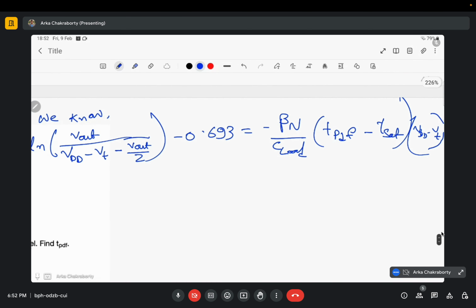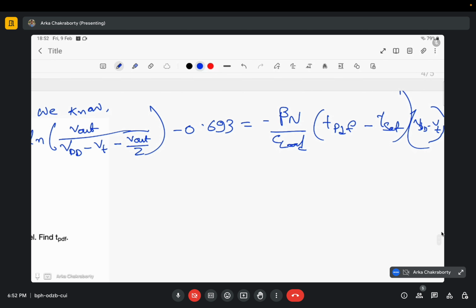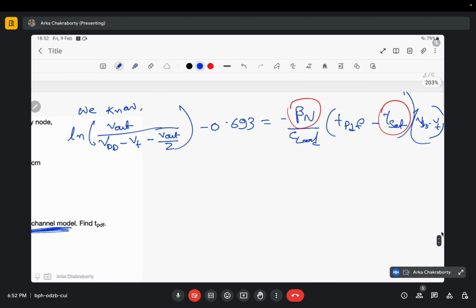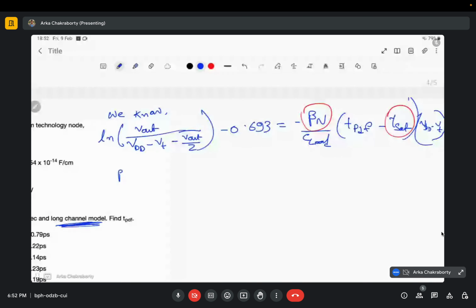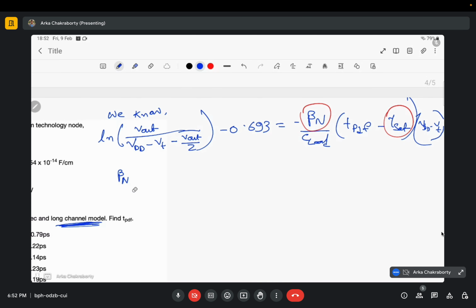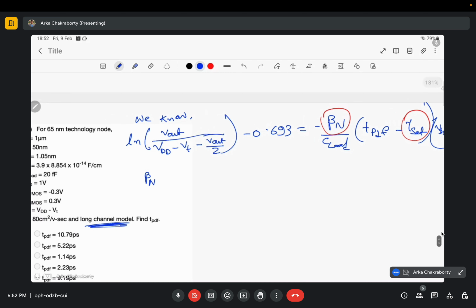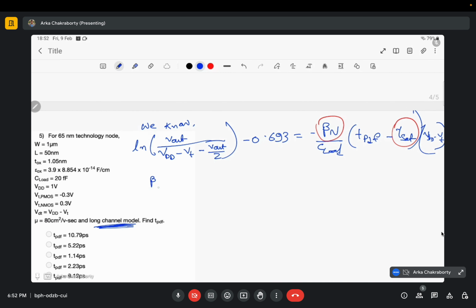Okay, fine. Now everything has been given, I just need to calculate this beta n and t_sat. I hope you have gone through the lectures, then it will be very easy for you to understand what I am saying. So let me calculate the beta n. Beta n is basically mu n Cox W by L of NMOS. So mu n mobility is given as 80 centimeter square per volt second.